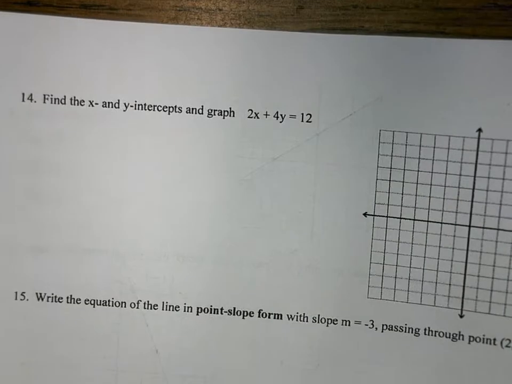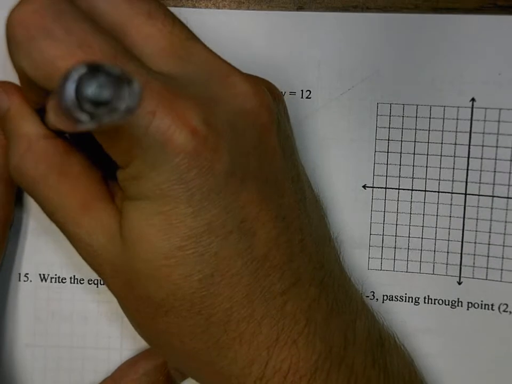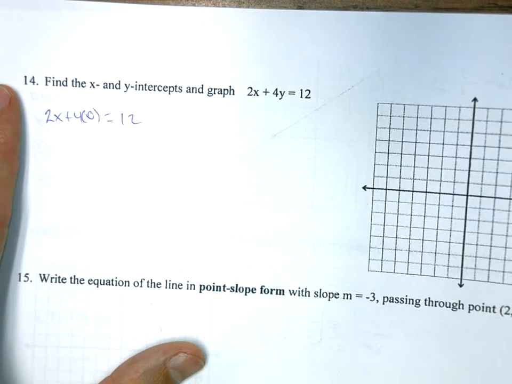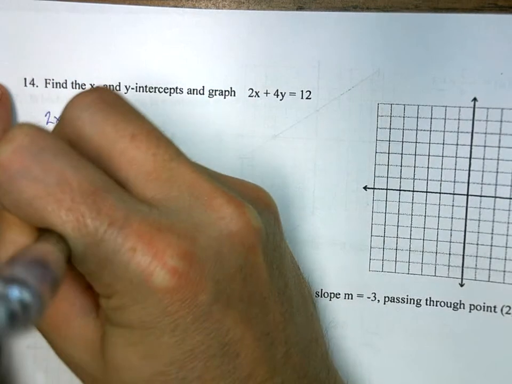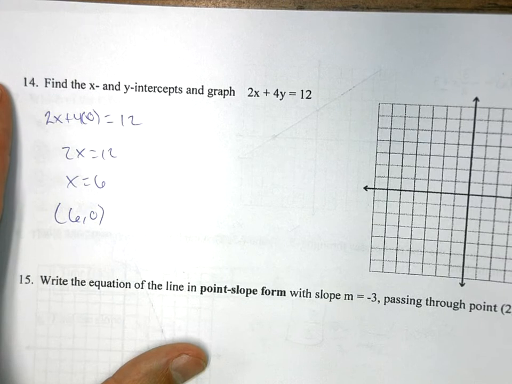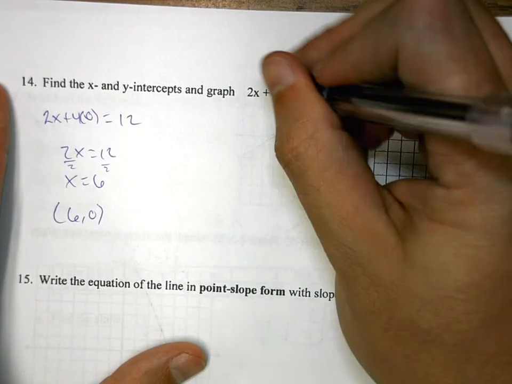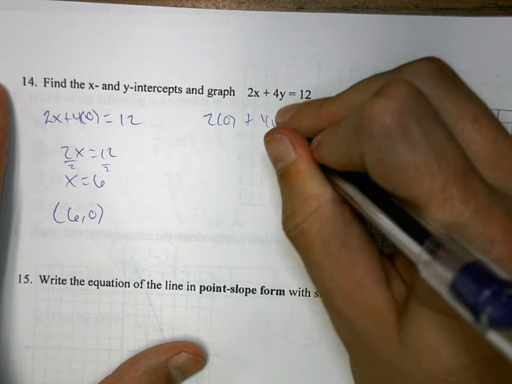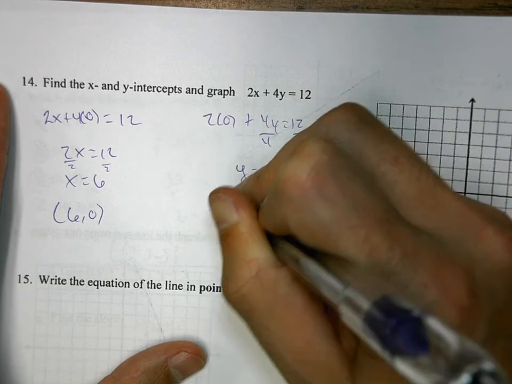Find the x and y intercepts and graph. So to find the x-intercept, you plug 0 into y. 2x plus 4 times 0 equals 12. So 2x equals 12, or x equals 6. The x-intercept is 6, 0. I got 6 by dividing both sides by 2. To find the y-intercept, plug 0 into x. 2 times 0 plus 4y equals 12. Divide both sides by 4. Y equals 3. So the y-intercept is 0, 3.